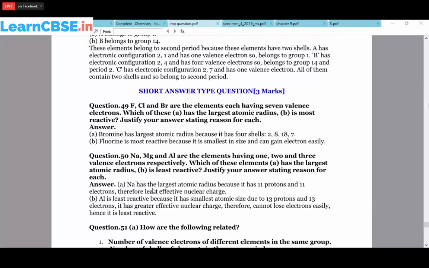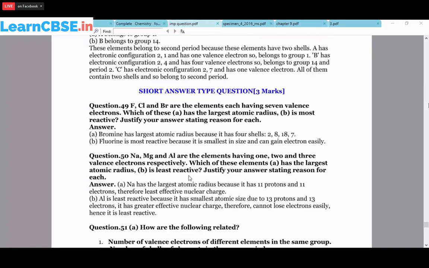Sodium has the largest atomic radius because it has only 11 protons and 11 electrons. If you take aluminum, it has 3 valence electrons. It means that it has 13 protons and 13 electrons. So the nuclear charge will be more compared to that of sodium. So sodium has the largest atomic radius.